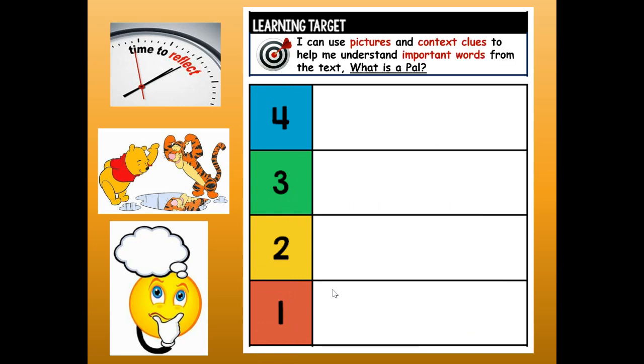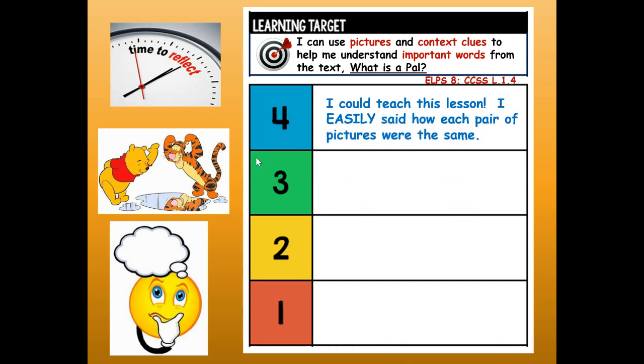All right, let's reflect on our learning target. It says up here, time to reflect, and Pooh and Tigger are looking at their reflection. They're looking at themselves and thinking about their learning. So, what was our learning target? I can use pictures and context clues to help me understand important words from the text. What is a pal? How did you do on a scale of 4, 3, 2, or 1? 4 means I could teach this lesson. I easily said how each pair of pictures were the same. Do you think you would give yourself a 4? You could teach this lesson.